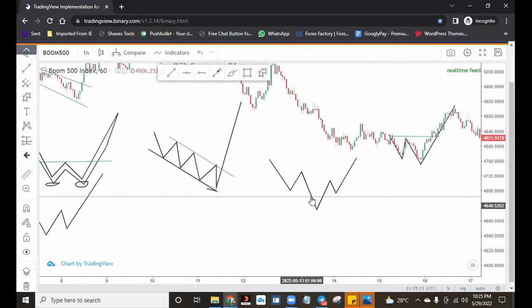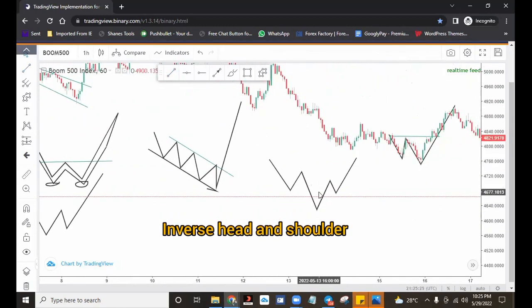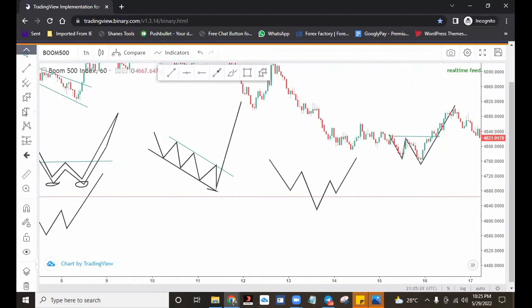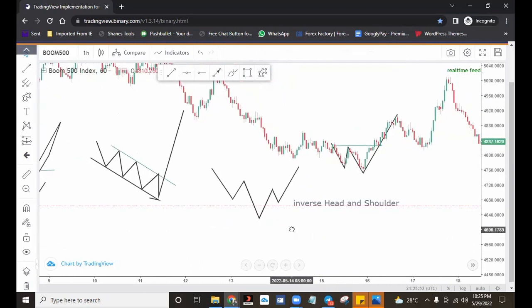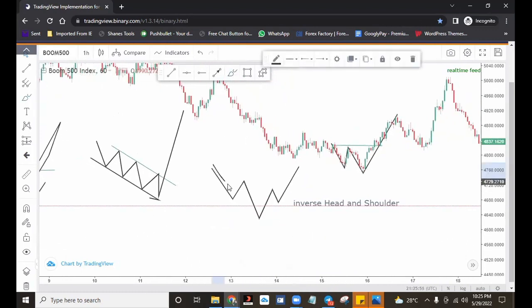So let's look at the next pattern, which is what? An inverse head and shoulder. Inverse head and shoulder. Is it a bullish chart pattern? Because you can see clearly that the bears pushed down, the bulls pushed up for a while.